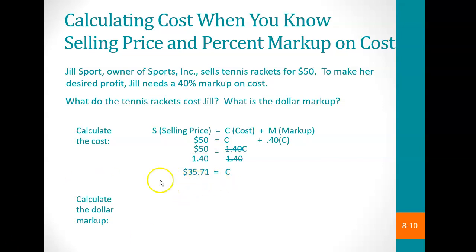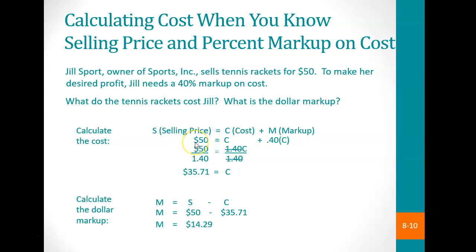$35.71. So if the cost is $35.71, we're asking what is the dollar markup? The markup would be the selling price minus the cost. Therefore, the markup on the item would equal $14.29. So again, to do our calculation, the formula is selling price equals cost plus markup.